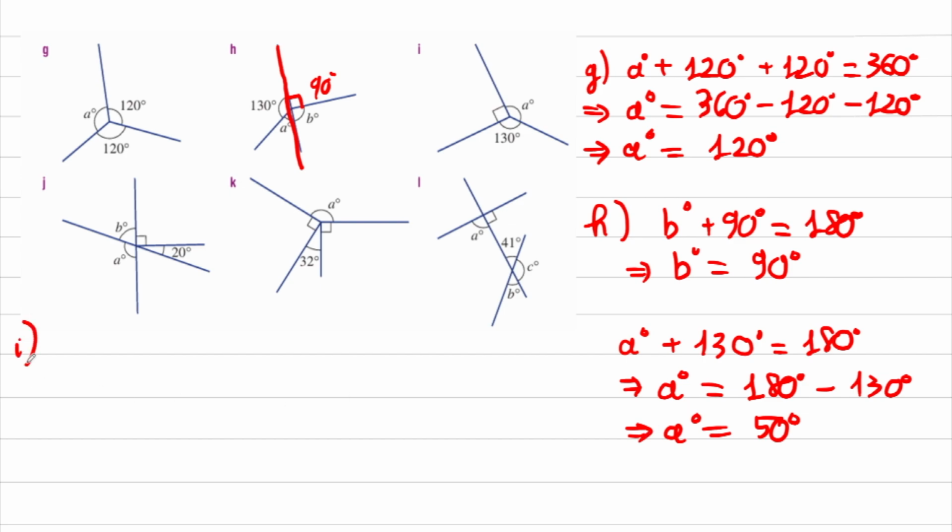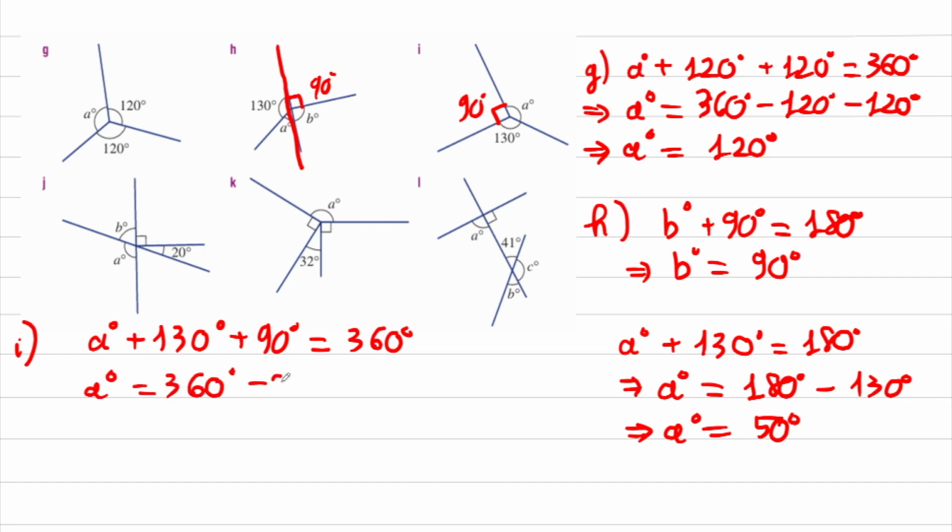Question I. Revolution and one of these 3 angles is 90 degree by this signal. And you got the 1 revolution, the total of these 3 angles have to be equal to 360 degree. A, 130, 90 degree, and 360 degree like this. Here is 360 minus 90 minus 130. So 140 will be my final answer for this question.